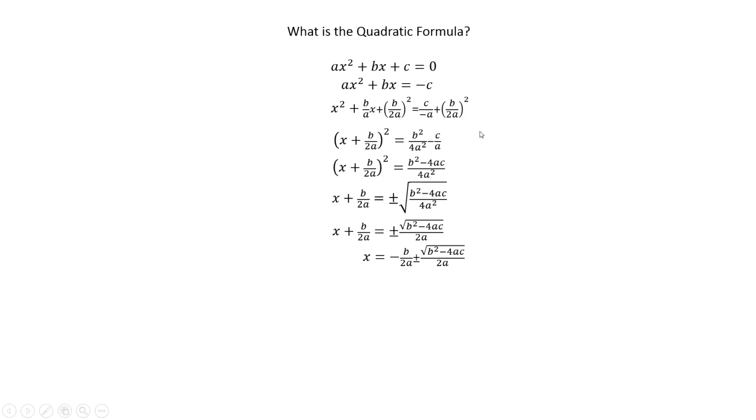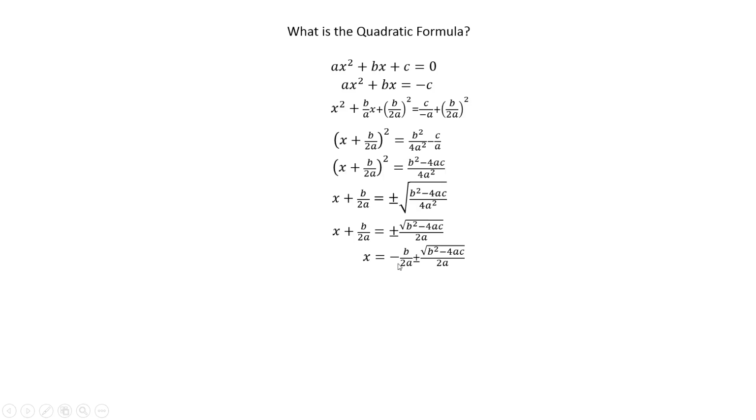In fact, if we look up at this line, the x plus b over 2a squared equals b squared minus 4ac over 4a squared. If we moved this b squared minus 4ac over 4a squared to the other side with subtraction, we'd have vertex form. The vertex is at negative b over 2a, comma, this mess, which is what we'd get if we plugged it in. Anyway, back down to the bottom.